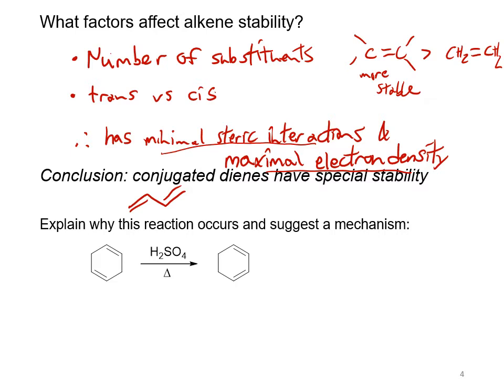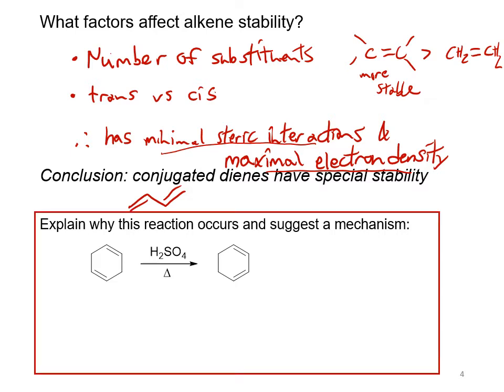So now that you have seen this, you should be able to explain why we see this reaction, where the diene on the left upon treatment with H2SO4 gets converted to the diene on the right. And based on what you know about alkene addition reactions, you should be able to suggest a mechanism for this reaction. So I will leave that to you. We can discuss this next class.